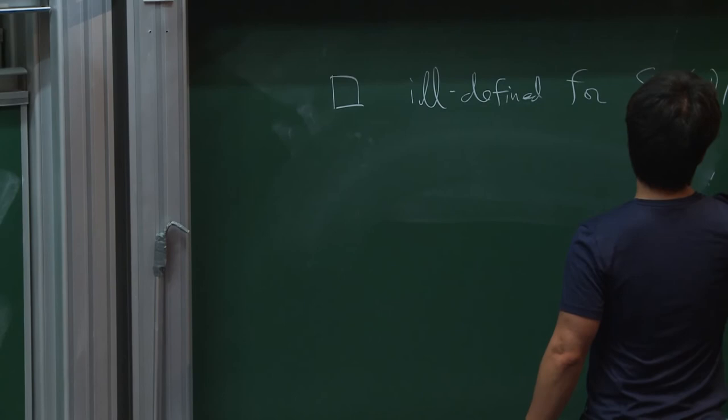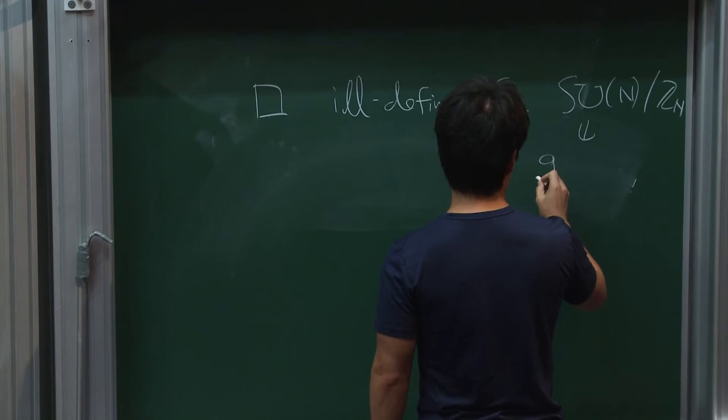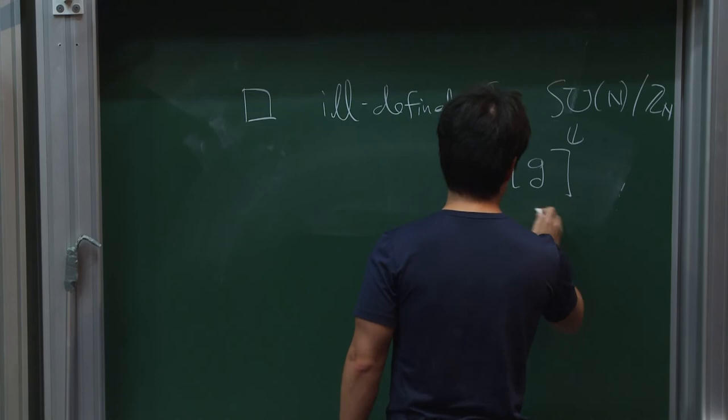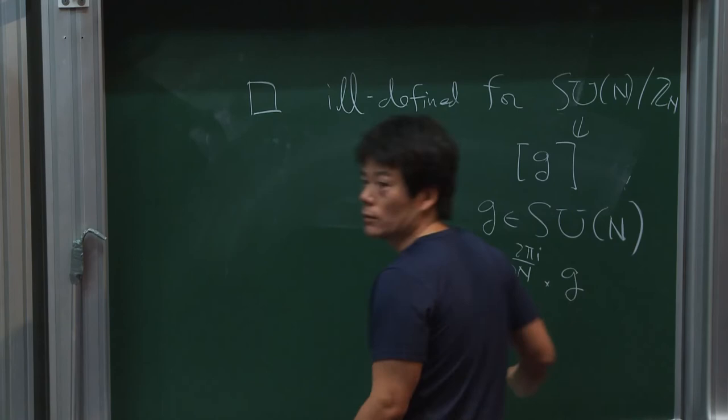Okay. So what is SU(N) mod Z_N? An element of this quotient group is an equivalence class, right? So g is an element of SU(N), but g is identified with itself multiplied by this phase, right?